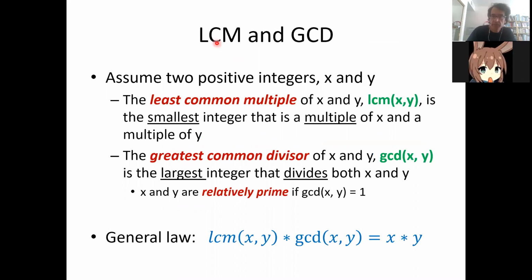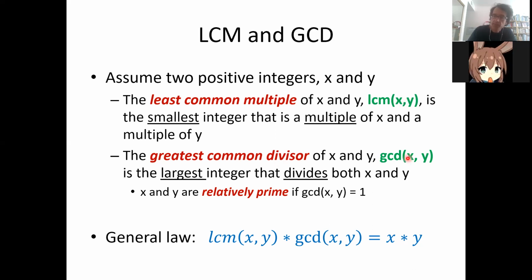Two other concepts: least common multiple and greatest common divisor. So the least common multiple of x and y, abbreviated LCM, is the smallest integer that is a multiple of both x and y. There is always a multiple of both x and y: just multiply x and y, right? That's going to be a multiple of x and a multiple of y. But perhaps some smaller one is also. For example, if x divides y, then the least common multiple is just y, because y is a multiple of y, and also y is a multiple of x in this example.